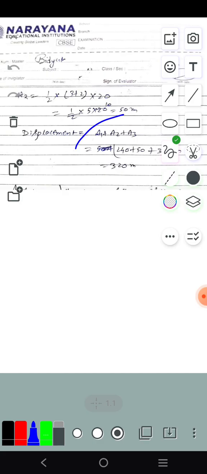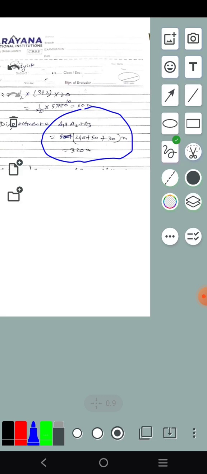So what is the total displacement? Total area is 240 plus 50 plus 30 meters, total area is 320. So the total displacement will be 320 meters. Now displacement is obtained. Now they are asking for the average acceleration.